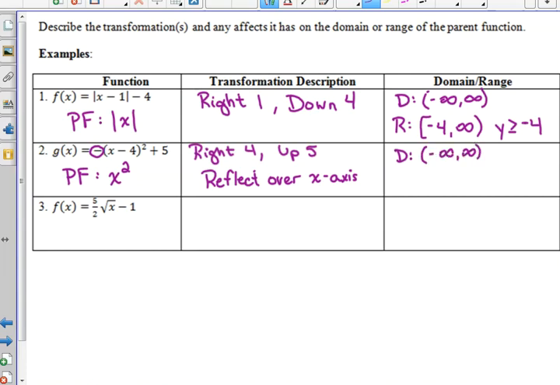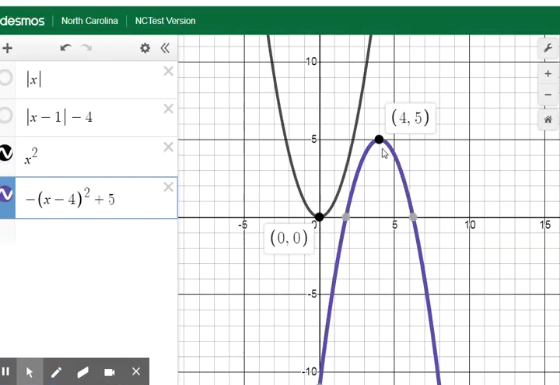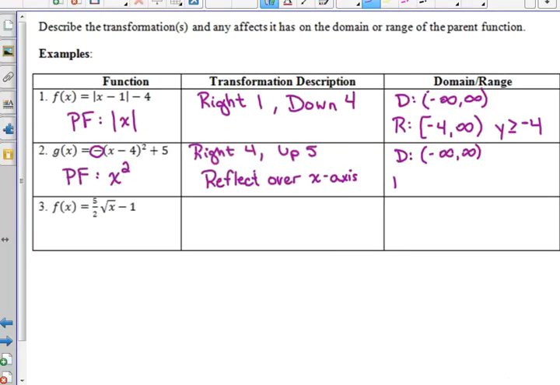Nothing is going to change that about your x squared function. The range has changed. We now have a maximum value of 5. So if we go bottom to top, we've got negative infinity up to positive 5 for our range. So negative infinity to positive 5, or y less than or equal to 5 in the other notation.